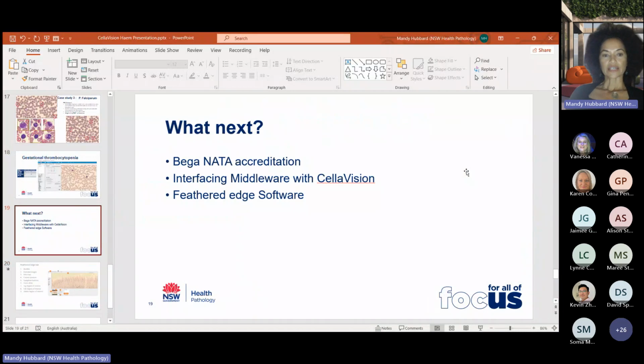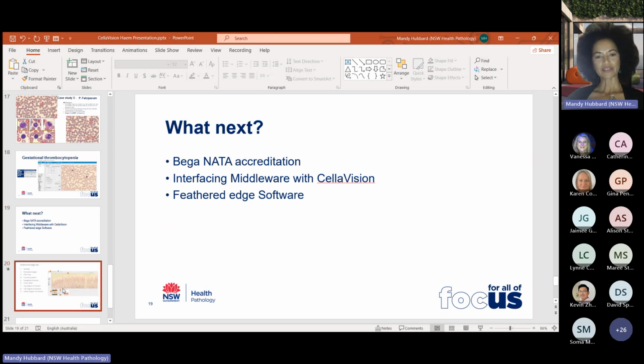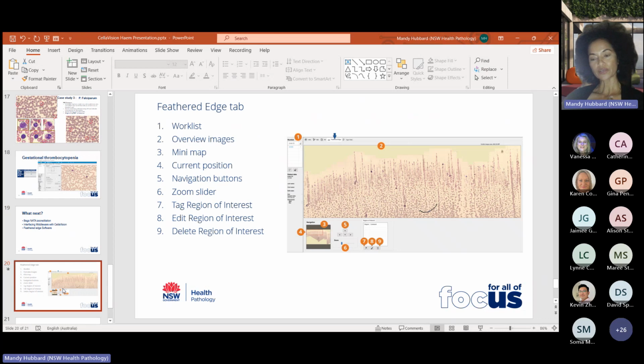So what next for us? We're hoping to get accredited, hopefully by the end of this year or maybe early next year. We're working on interfacing the middleware with Cellavision and the Feathered Edge software. I've been trying to get some information about the Feathered Edge. I know there's been a lot of concern about Cellavision's inability to look at the Feathered Edge. So software has been released for the Feathered Edge for Cellavision. It's a free software upgrade that we will be getting early next year.